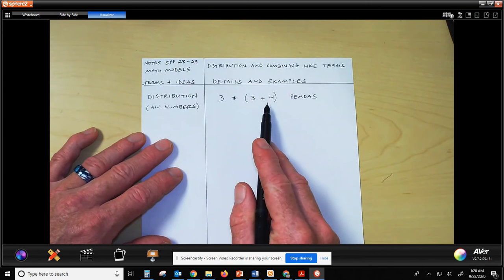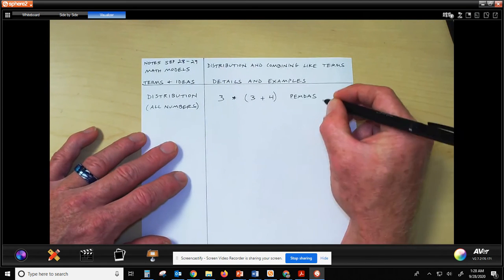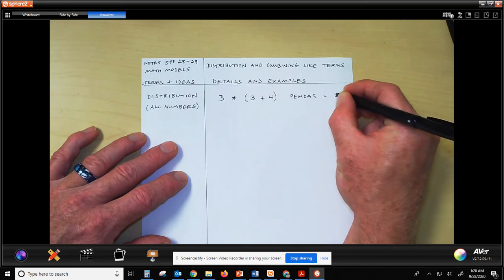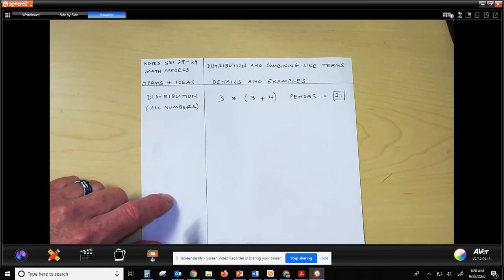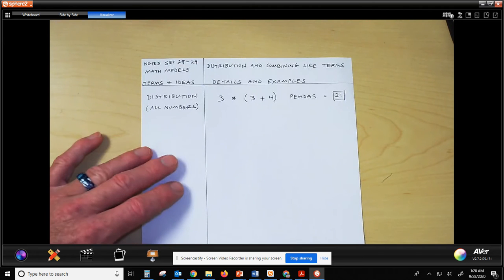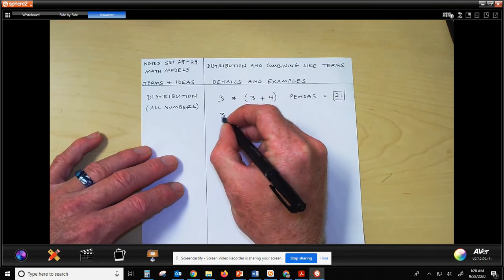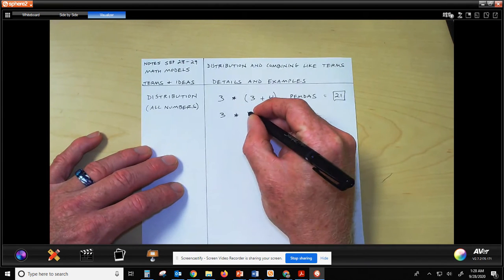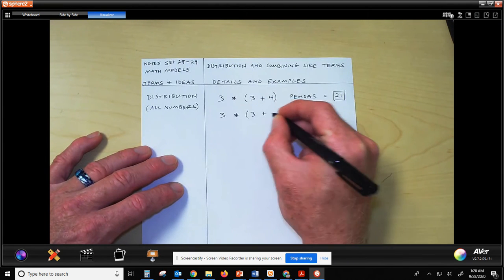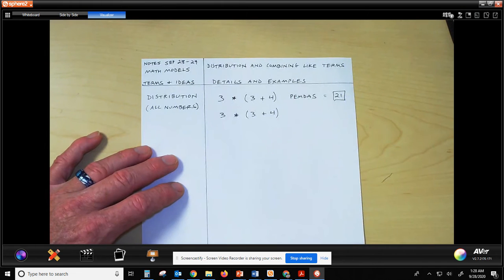I can say 3 plus 4 is 7. 7 times 3, well, that's 21. There's my answer. And that's true. 21 is the answer. But I do want to go over the technique for distribution because if I had a variable in this expression, it would be more difficult.